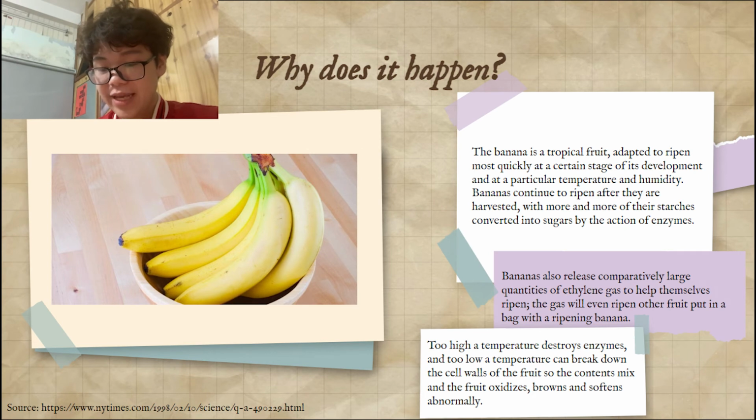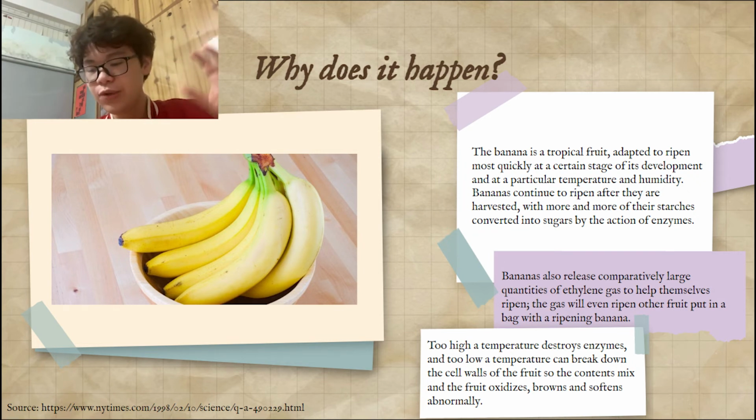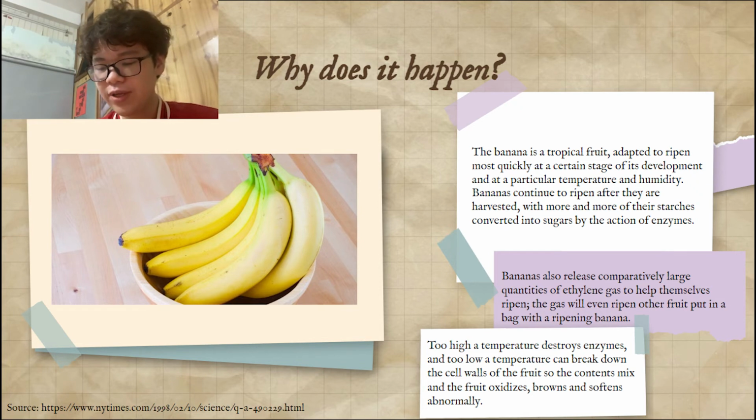Why does this happen? The banana is a tropical fruit that changes depending on its environment, which means the change depends on its temperature and humidity. Bananas release gas that speeds up the ripening process for itself and the fruits around it. And too high of a temperature will destroy enzymes, and too low of a temperature can break down the cell walls of the fruit, so the contents mix and the fruit oxidizes, browns and softens abnormally.